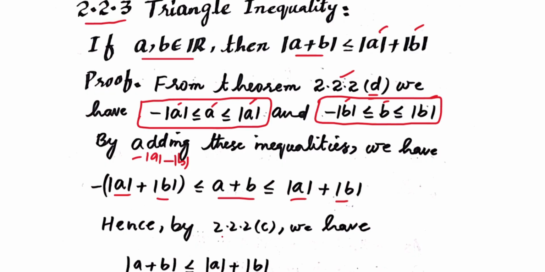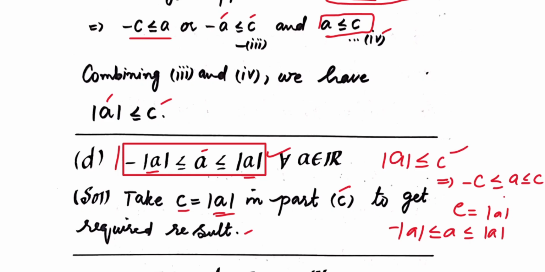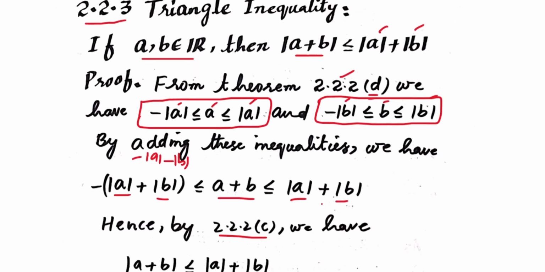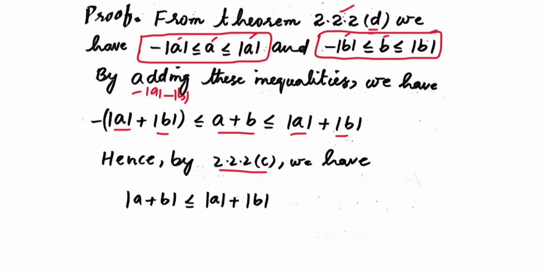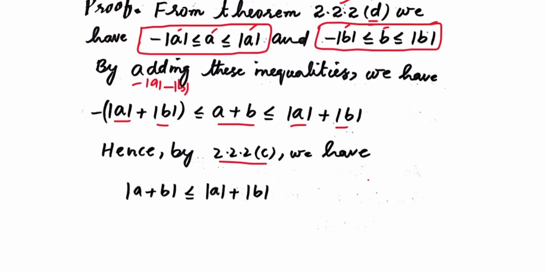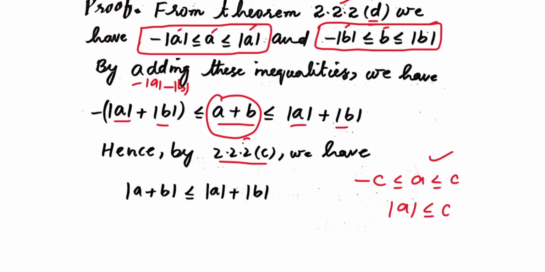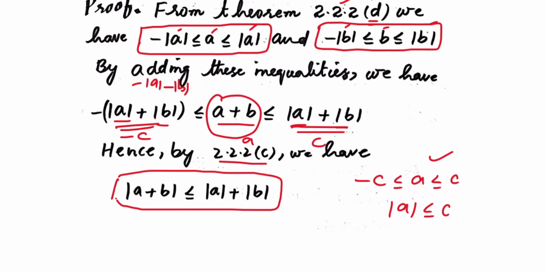Hence, by 2.2.c, what was 2.2.c? This is 2.2.c. According to 2.2.c, if minus c is less than or equal to a, which is less than or equal to c, then the absolute value of a is always less than or equal to c. Now, according to this result, our a is this, this is my c, and this is my minus c. So when you apply this result, we have the required triangle inequality.